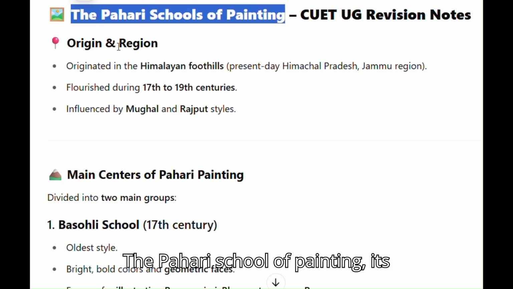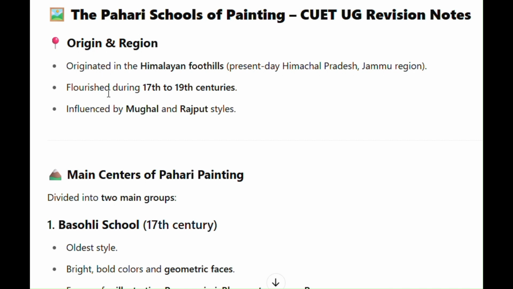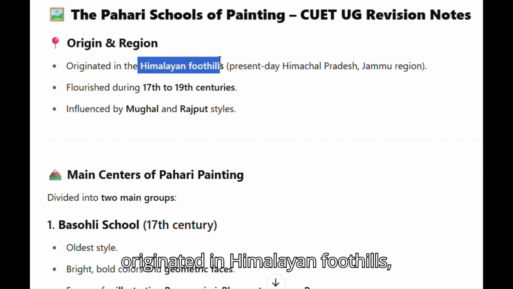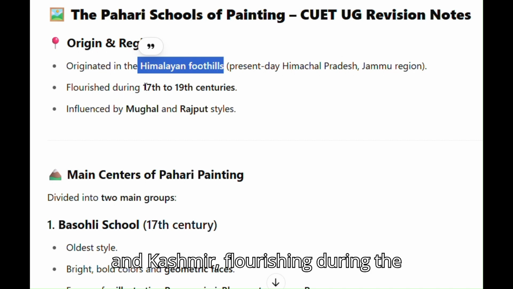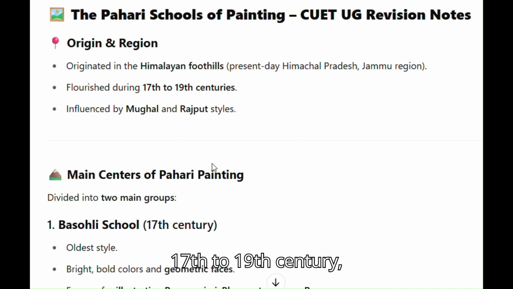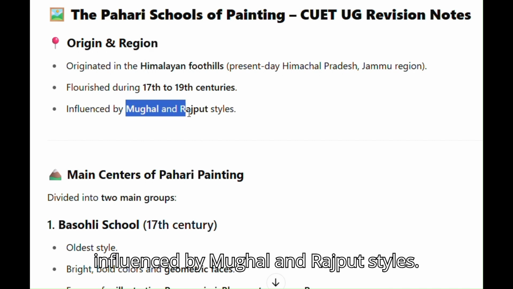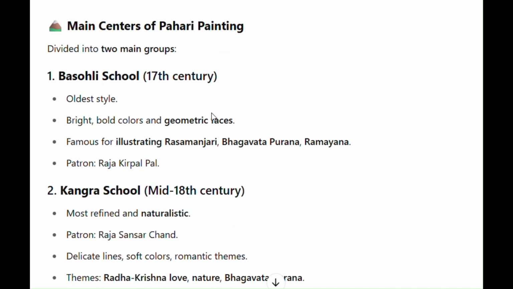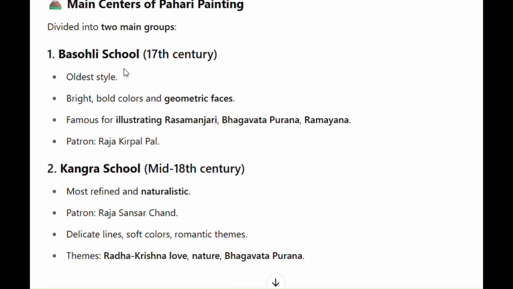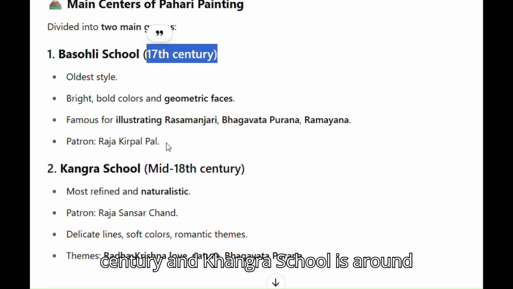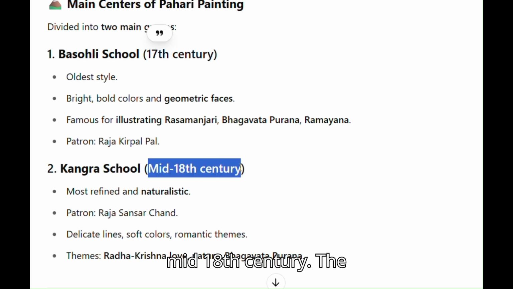Pahari School of Painting. Its origin and region: it originated in the Himalayan foothills, present-day Himachal Pradesh and Jammu and Kashmir, flourishing during the 17th to 19th century, influenced by Mughal and Rajput styles. The main centers of Pahari painting are divided into two main groups: Basoli School and Kangra School.